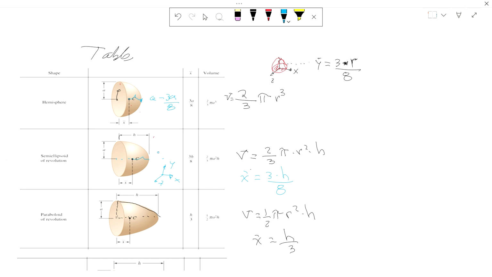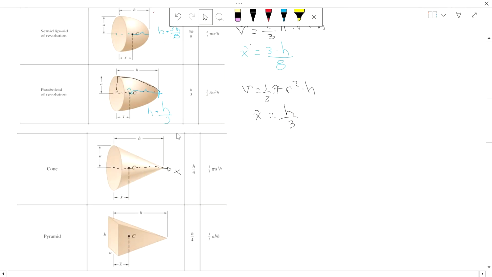This length is h minus 3h over 8. And so on and so forth. So you get the concept. This distance right here is h minus h over 3. So 2h over 3. This is this distance right here up to this point. And so on and so forth.